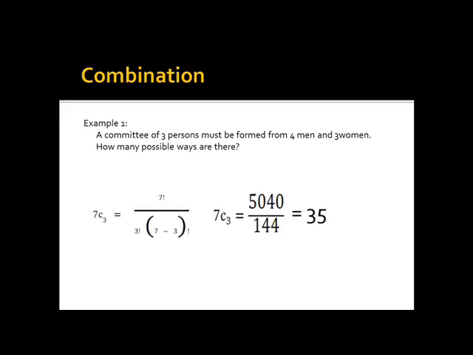So a committee of 3 persons must be formed from 4 men and 3 women. How many possible ways are there? So in this problem, we have 7 elements from the 4 men and 3 women. So the formula will be 7C3 is equal to 7 factorial over 3 factorial quantity 7 minus 3 factorial, which is equal to 5040 over 144. So the answer will be 35. There are 35 ways to form a committee of 3 persons from 4 men and 3 women.